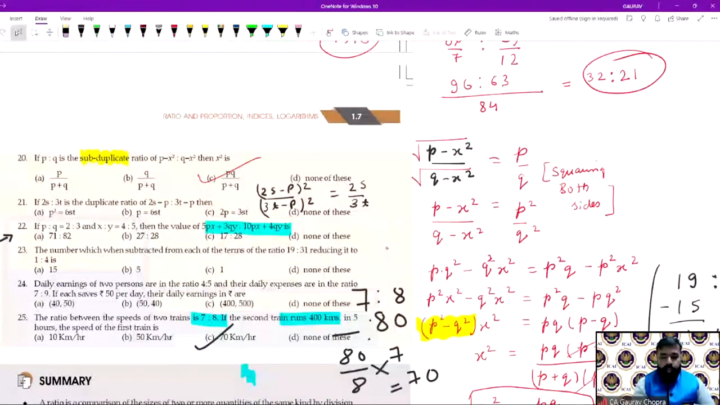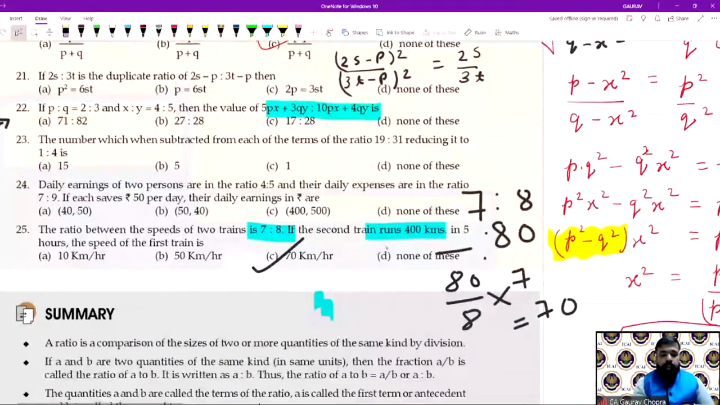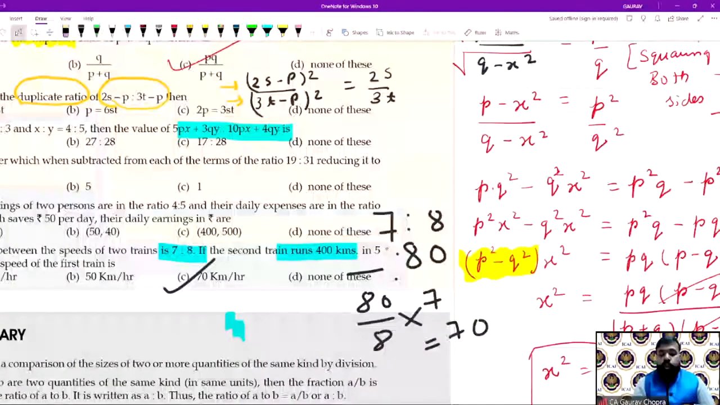21. Yes. So, in question number 21, what is the requirement? It says, if 2s ratio 3t is the duplicate ratio of 2s minus p ratio 3t minus p, then we have to find the correct result. So what the question is asking, this 2s ratio 3t, this ratio is the duplicate ratio. Duplicate means square. So if we do the square of the given ratio, we get 2s by 3t. So just we have to apply the square. So 2s minus p whole square upon 3t minus p whole square, and this is equal to 2s by 3t.